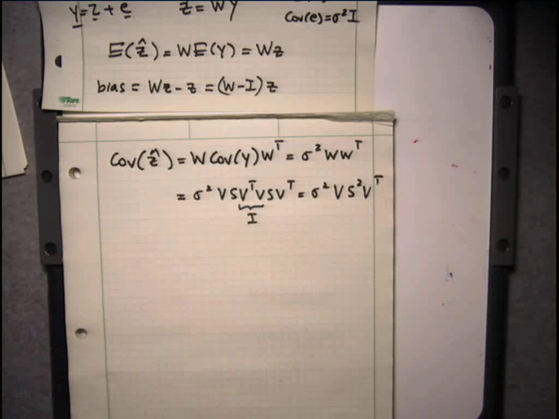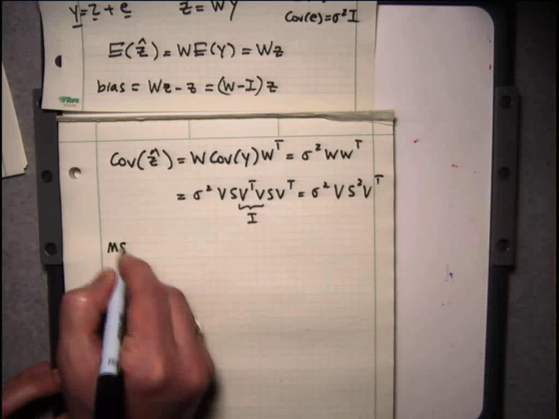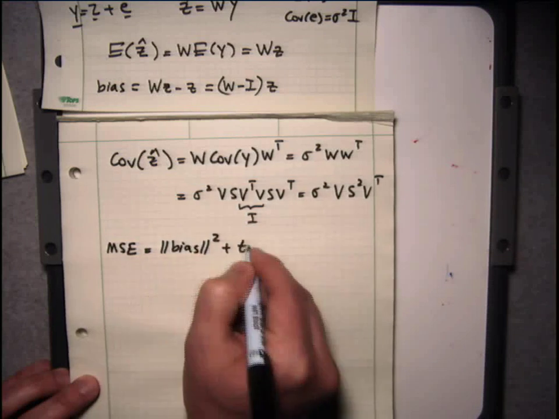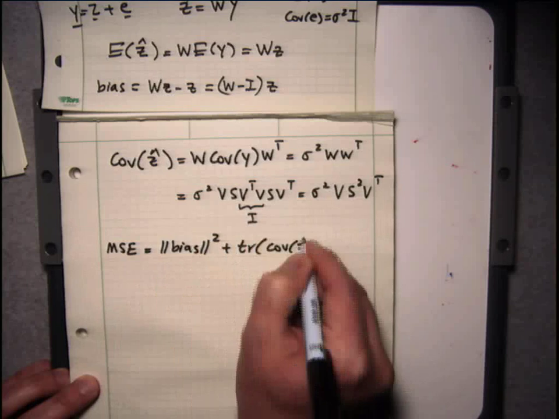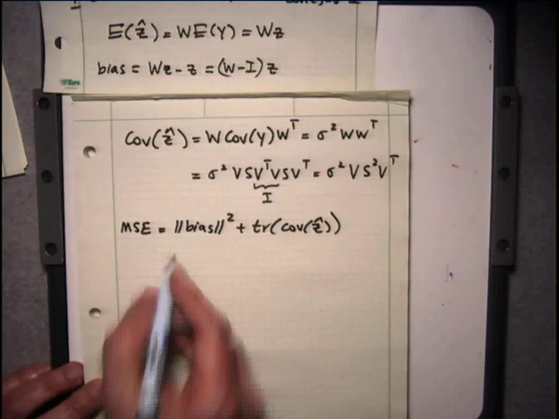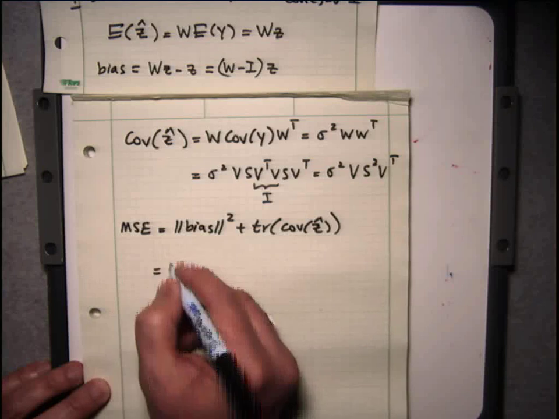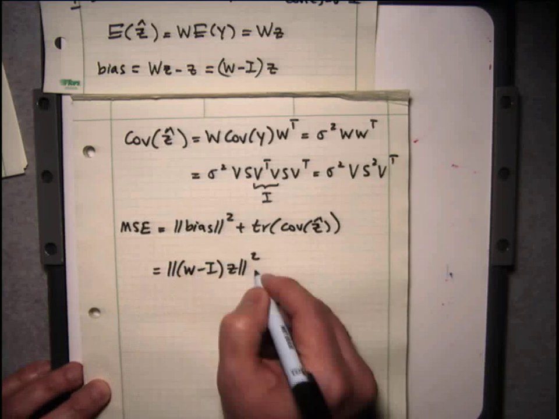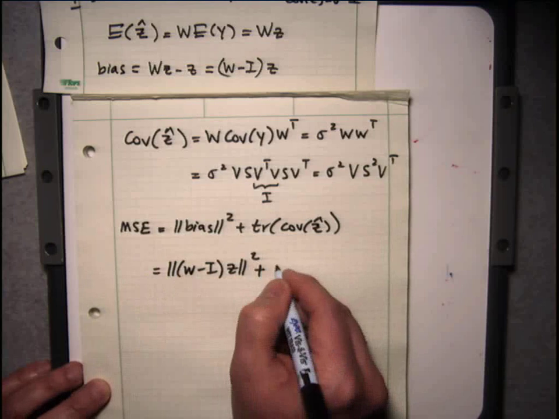All right, so now I have the bias and I have the variance, or the covariance, and I can write down the mean squared error, just like before. This is a vector parameter that we're estimating, this Z. So the scalar mean squared error is the norm of the bias squared plus the trace of the covariance matrix. This is just from long ago when we did the analysis of the mean squared error. So bias is the norm of W minus I Z squared, and the covariance is sigma squared.